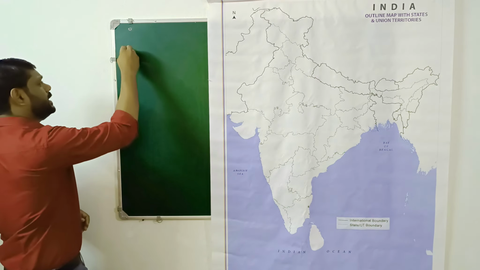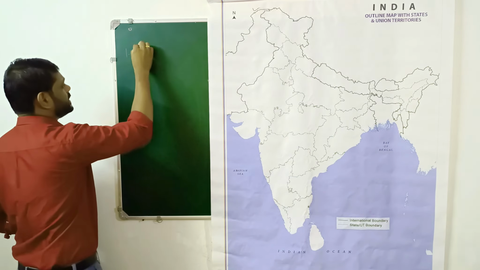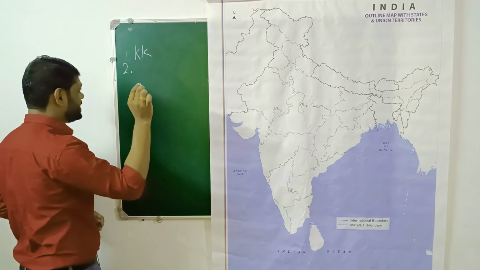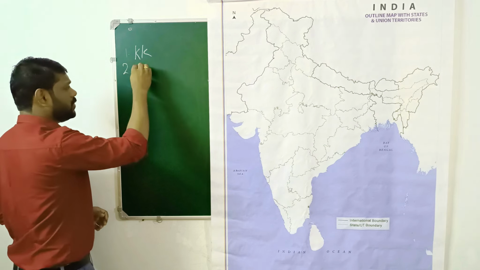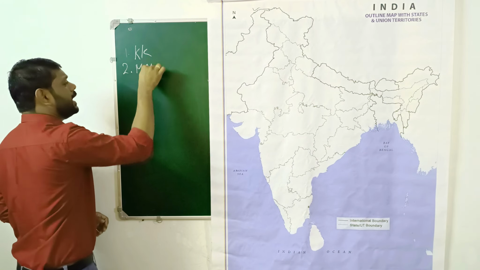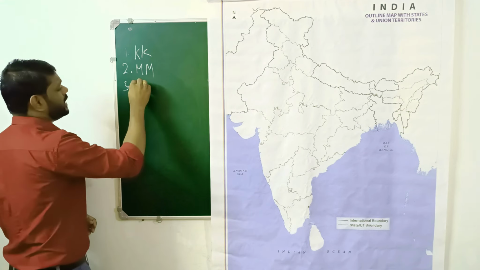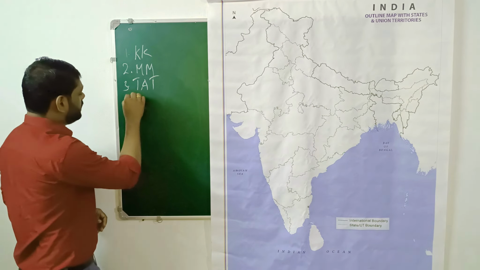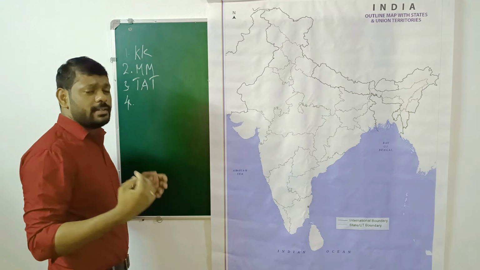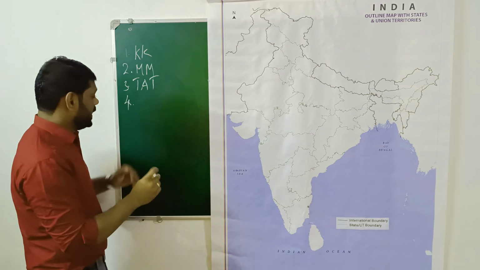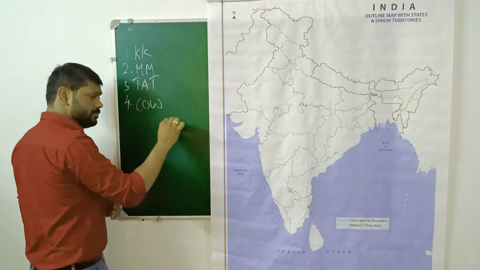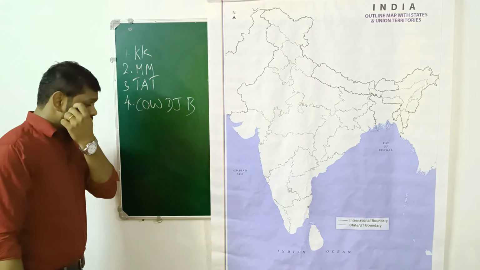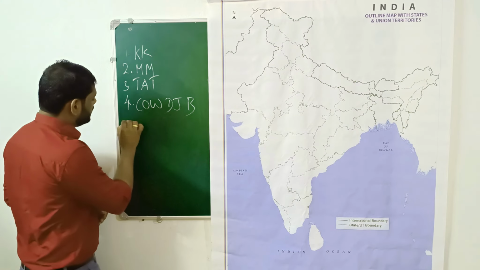The first tip you need to focus on is KK. The second tip is very simple, same like KK, you need to remember MM. The third tip is TAT, T-A-T. The fourth tip is very simple and you will not forget it: you know cow, then you know DJ, right? And put it DJB. That's it. So now the fourth tip is completed.